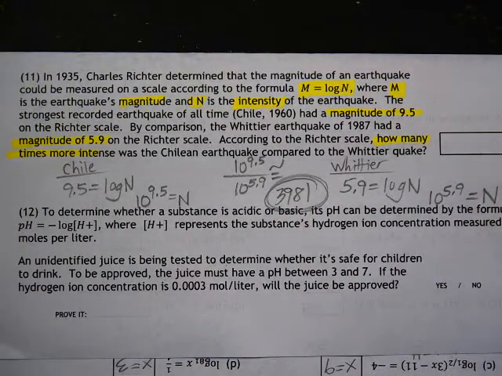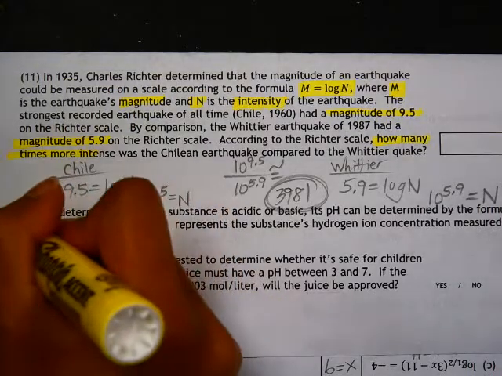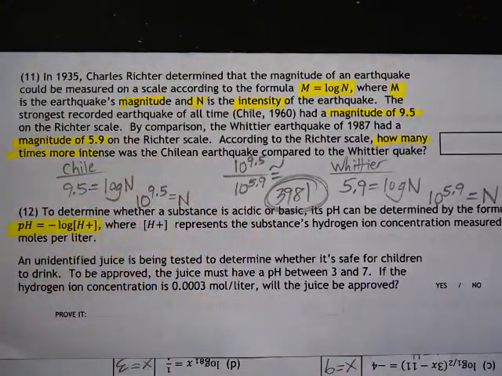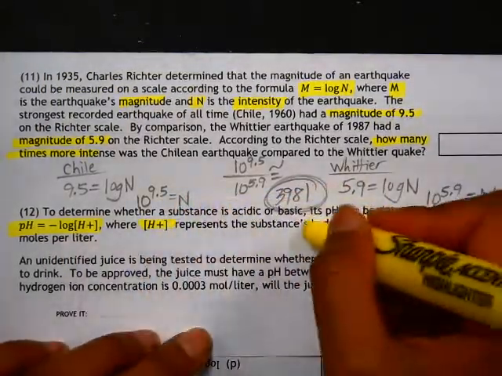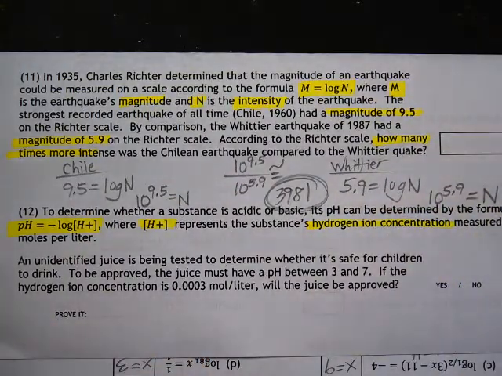Let's also look at number 12. To determine whether a substance is acidic or basic, its pH can be determined by this formula. pH is negative log of H+, where H+ represents the substance's hydrogen ion concentration, measured in moles per liter.